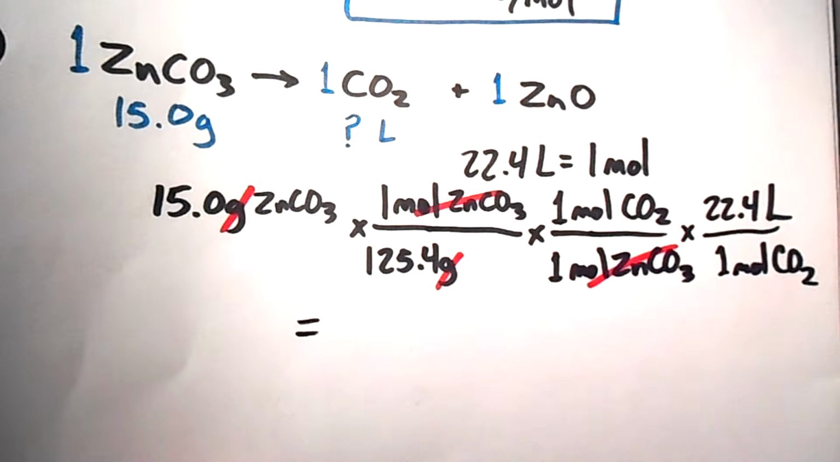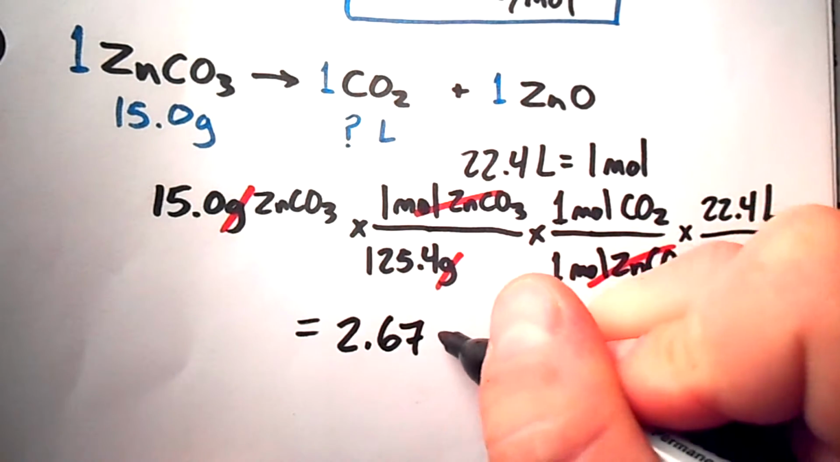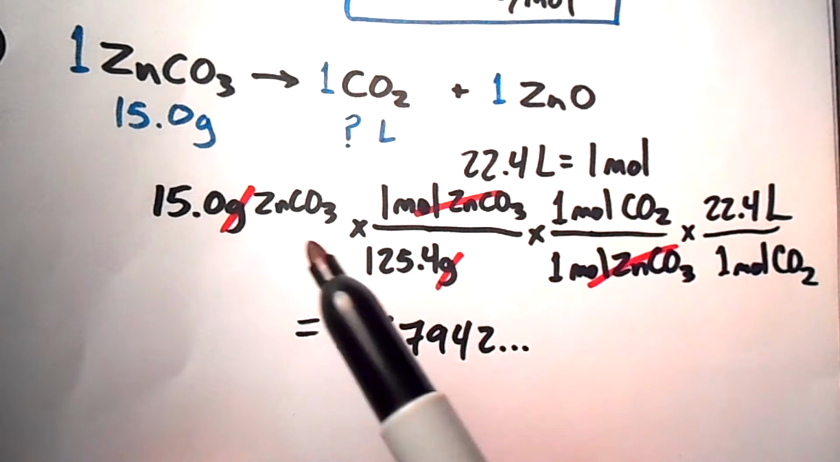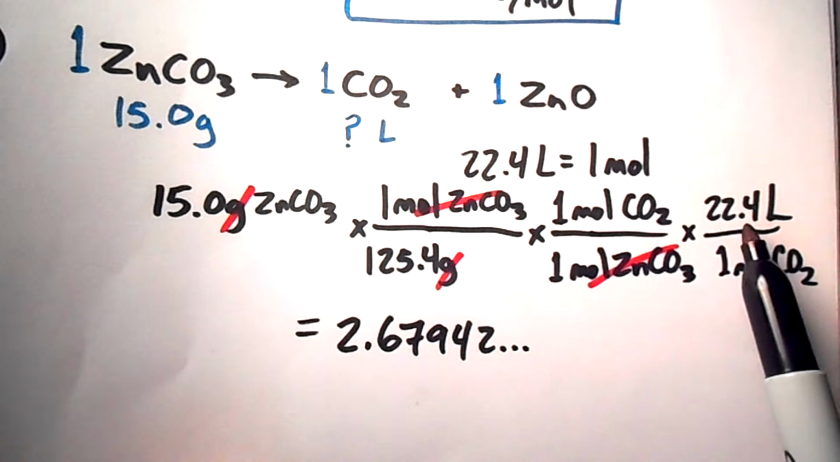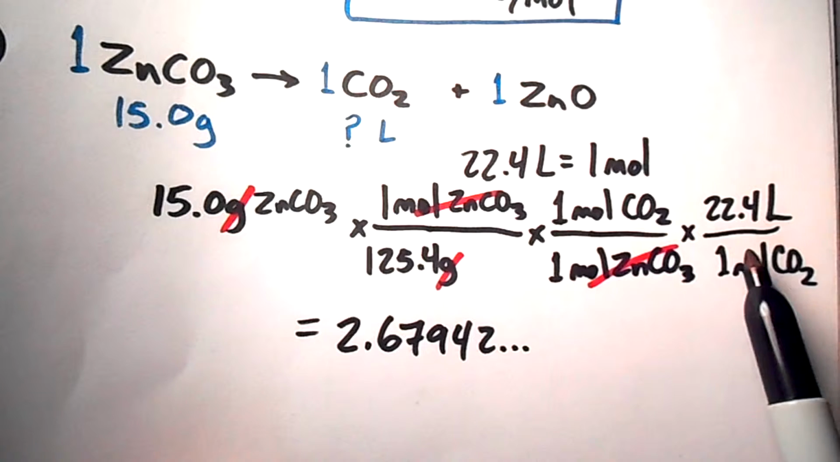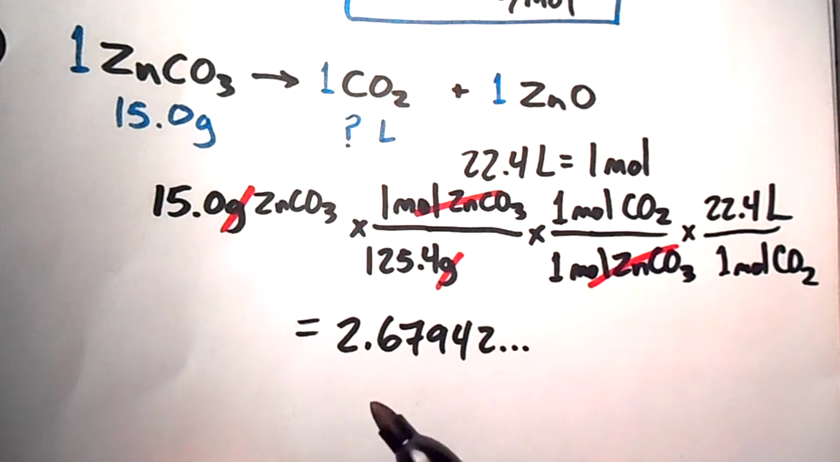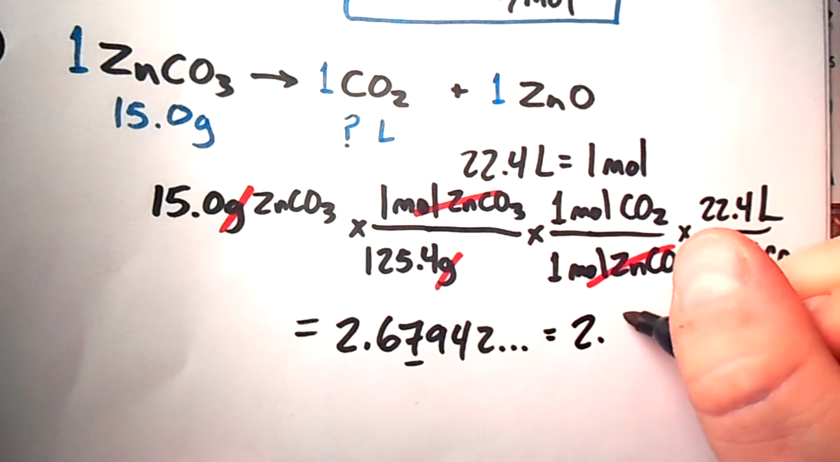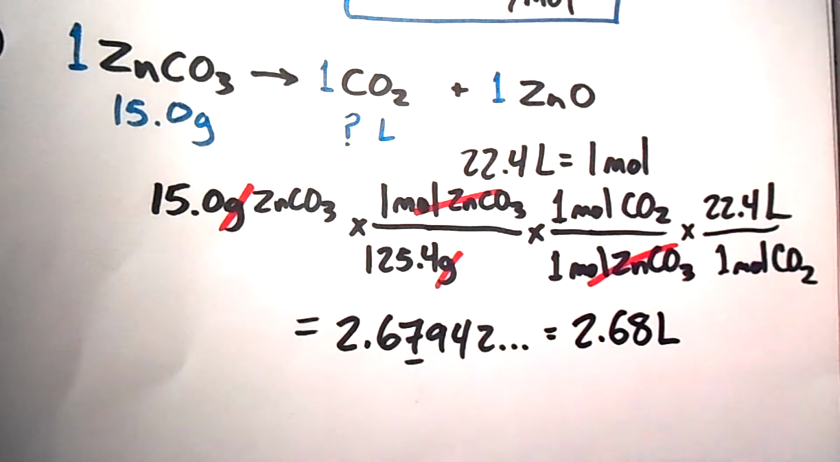I'll spare you the button pushing again. If I calculate this out for a raw answer, I'm getting 2.67942, etc. And so with sig figs, we've got 3 sig figs in our zinc carbonate gram value. We've got 3 sig figs in our molar conversion, and we've got 4 in our molar mass. And since this is all multiplication and division, then we need to round it to 3 sig figs. So we're rounding at this spot here. That 9 bumps that up. So we are going to have 2.68 liters to report as our volume of carbon dioxide.